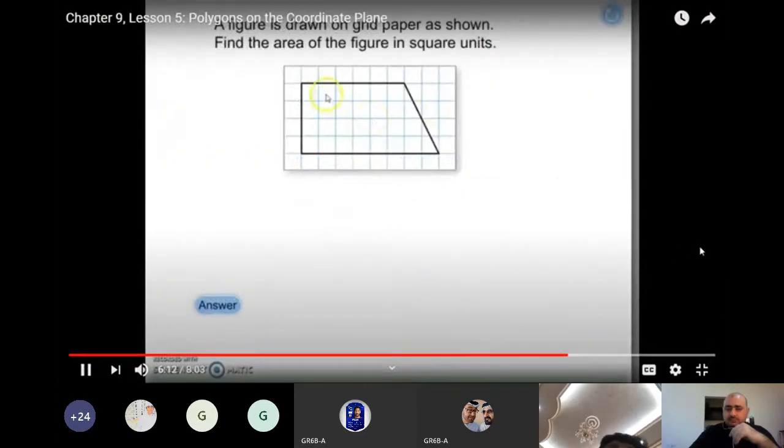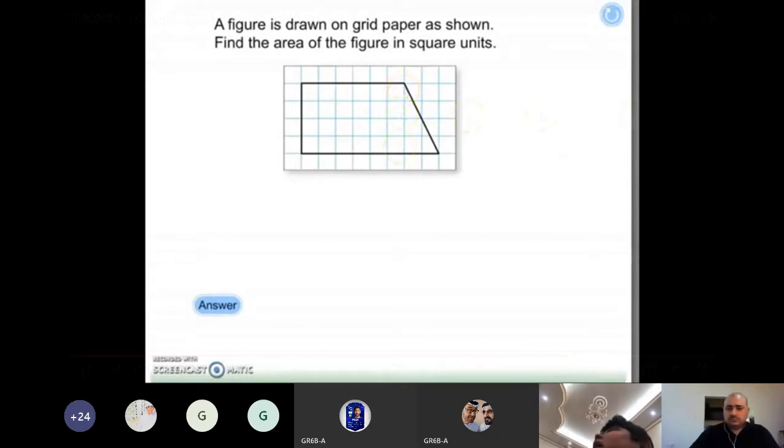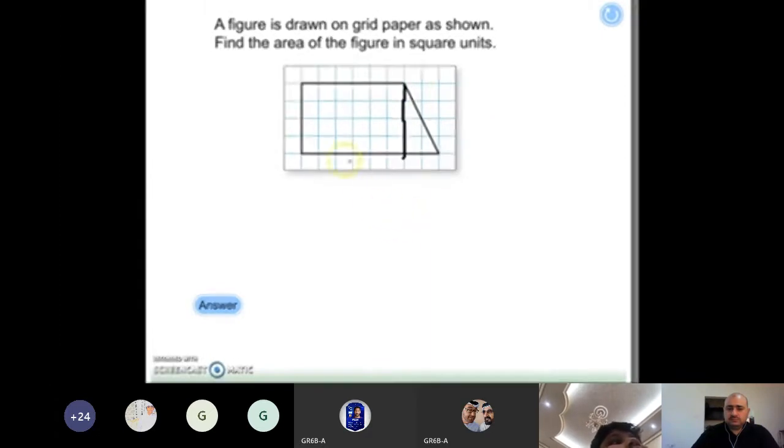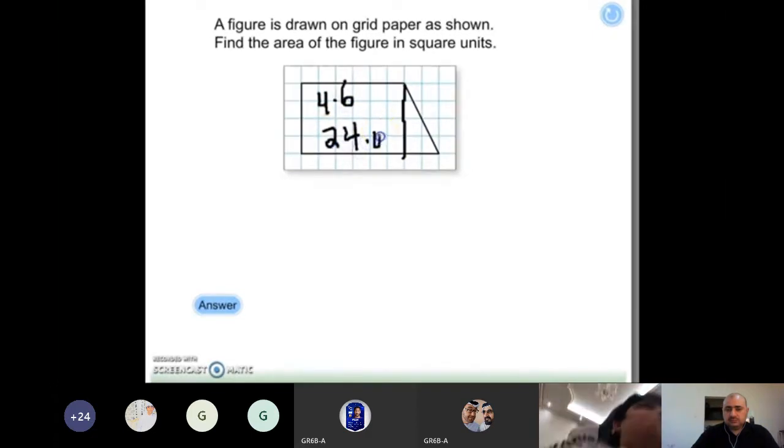Similar problem here. We have a rectangle and a triangle. So we're going to chop it off right here so we can separate the triangle from the rectangle. Here we have length times width. So we have 1, 2, 3, 4 times 1, 2, 3, 4, 5, and 6. 4 times 6 means this has an area of 24 units squared.